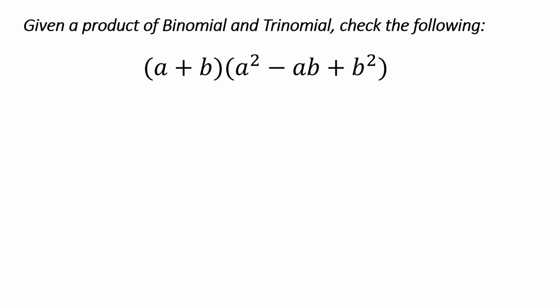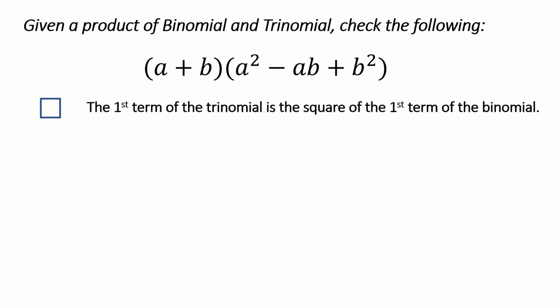So as of now, the given is a plus b. That's our binomial. And our trinomial is a squared minus ab plus b squared. So the first checklist here, you have to make sure that the first term of the trinomial is the square of the first term of the binomial. So the first term of our binomial is a. So the first term of a trinomial is actually the square of a. So this is a yes.